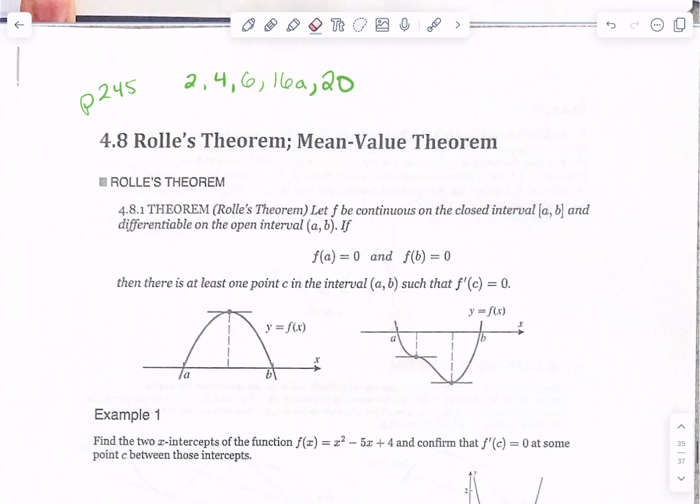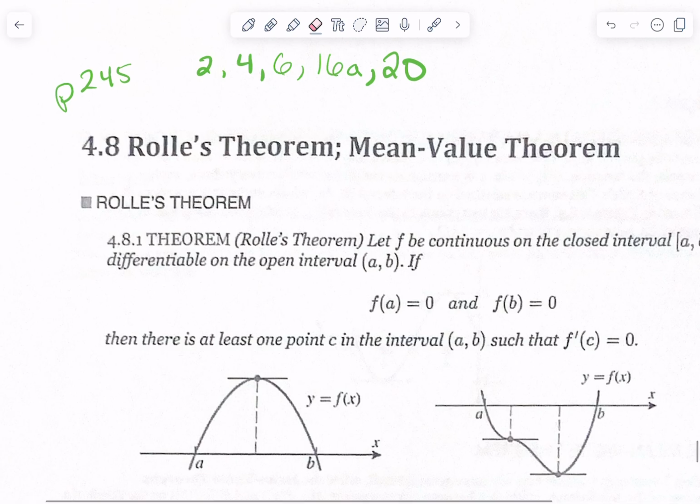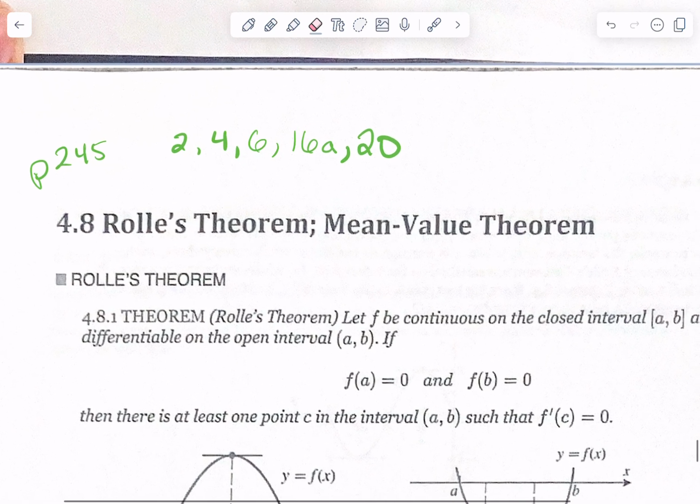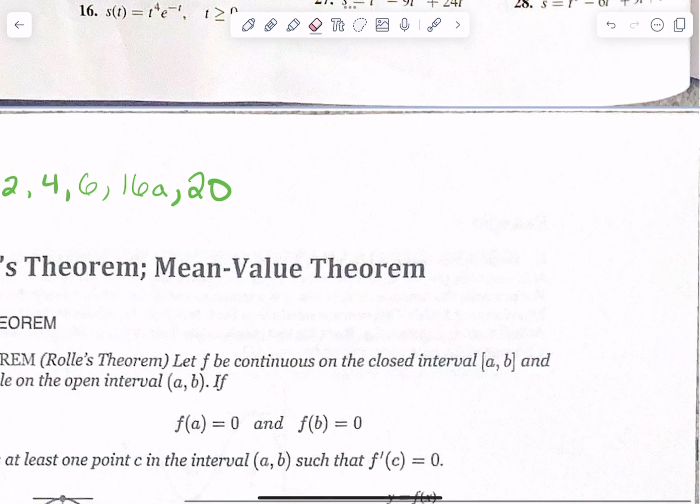But Rolle's theorem, mean value theorem, I think we've actually done this before. We've actually talked Rolle's theorem, mean value theorem briefly in the past, okay? So, here's in a nutshell, here's the deal. Ready? Rolle's theorem, mean value theorem. What they're going to do is focus on the endpoints. So the left endpoint, right endpoint.